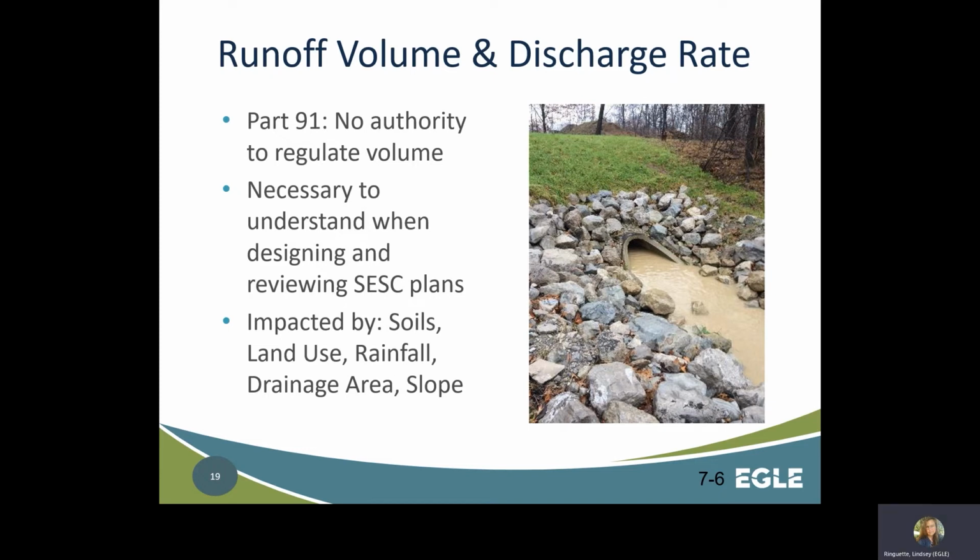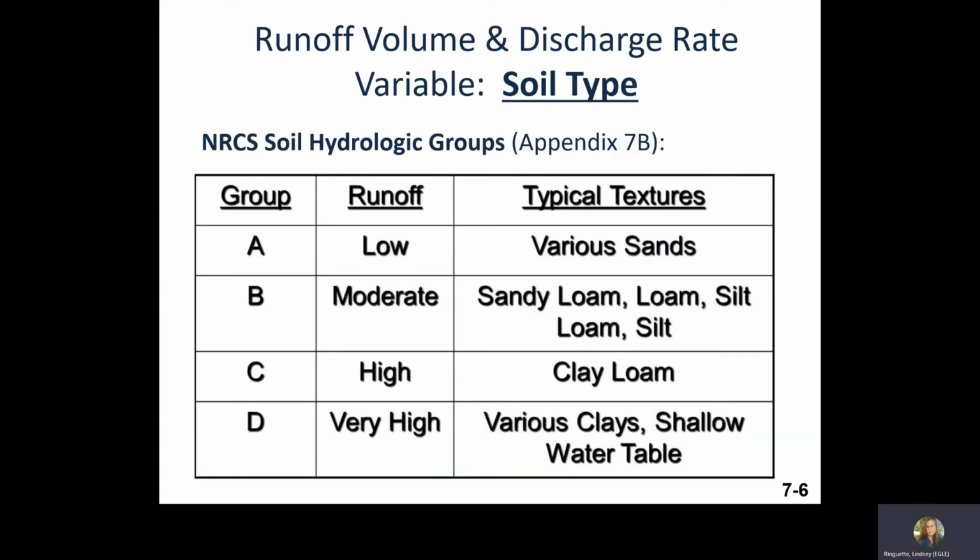It is important to note that Part 91 does not provide any authority to regulate the volume of runoff. However, the volume of runoff is just as important as the rate of discharge of runoff because this information is necessary to select the appropriate SCSE measures for a site. The volume and discharge rate of runoff is impacted by the following variables: soil type, land use, rainfall, drainage area, and slope. The NRCS has developed a table for each variable, along with equations to calculate volume and discharge rates, which will be introduced in the upcoming slides. The first variable that we will discuss is soil type.